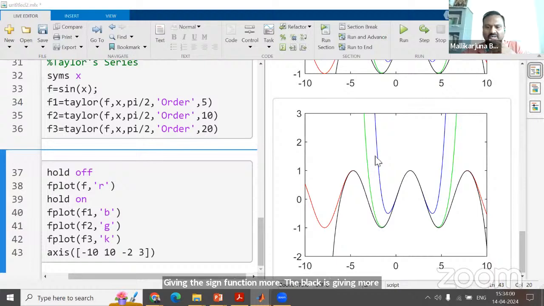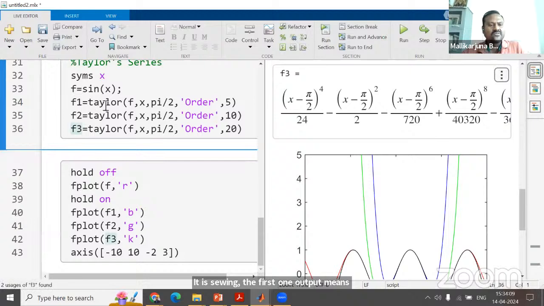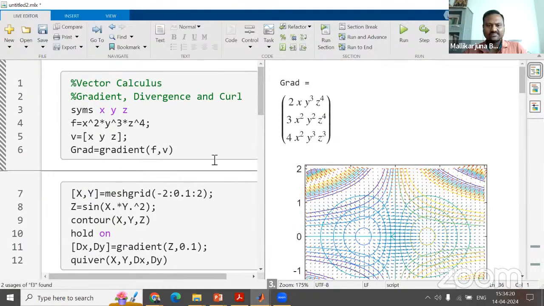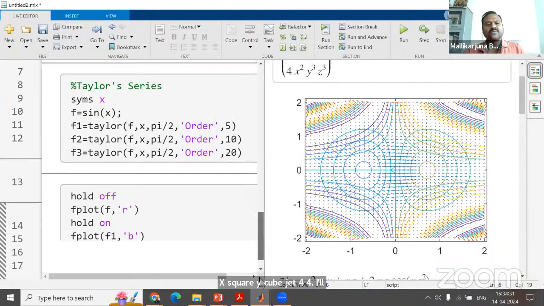I'm not getting the first one's output. It is showing an error. The first one's output, may I know what it is? Is this f1 equal to Taylor of gradient? We tried this one, X square y cube z power 4. I'll explain that, madam. At the end, I'll explain it to you.